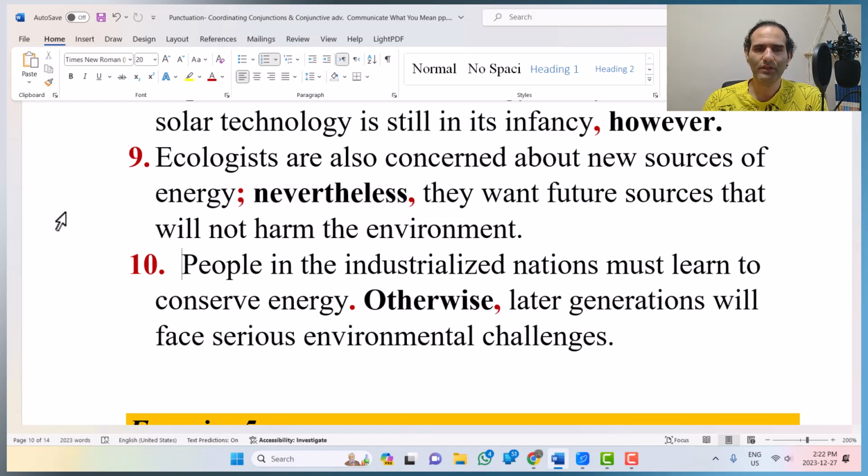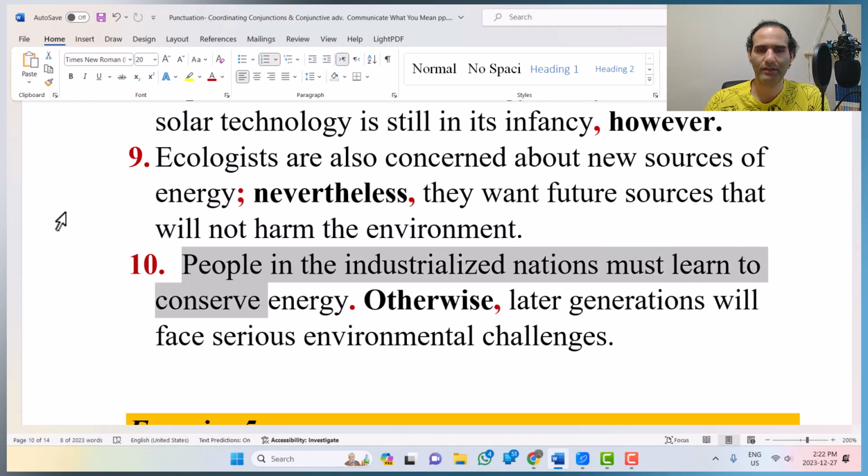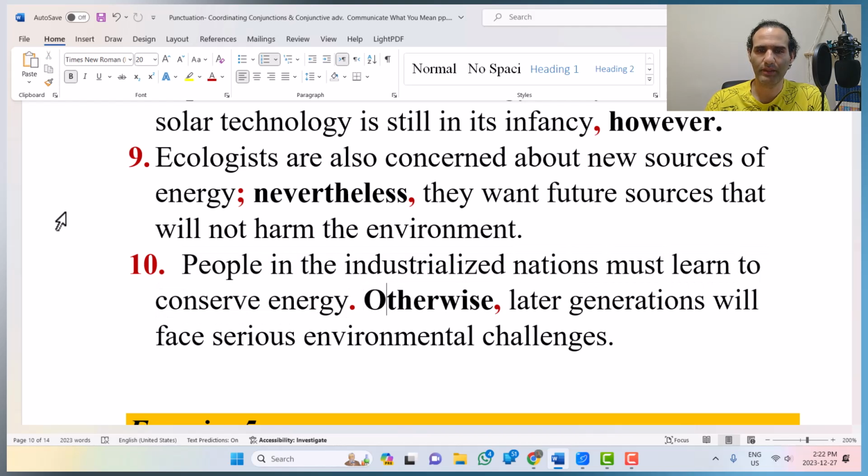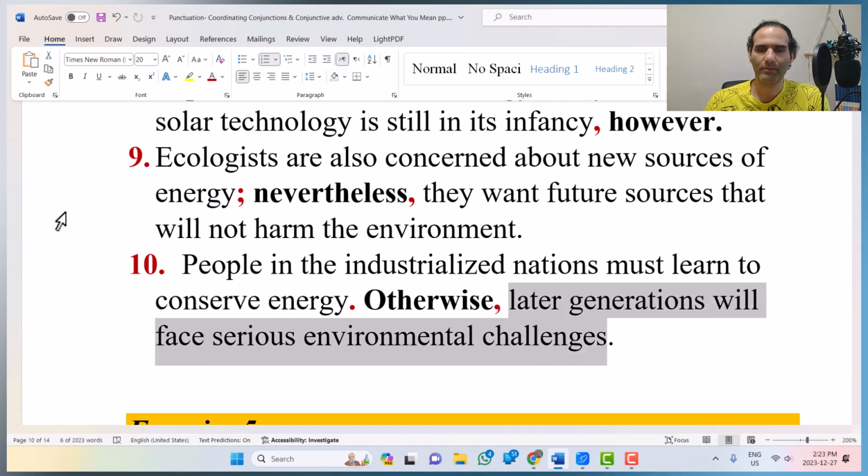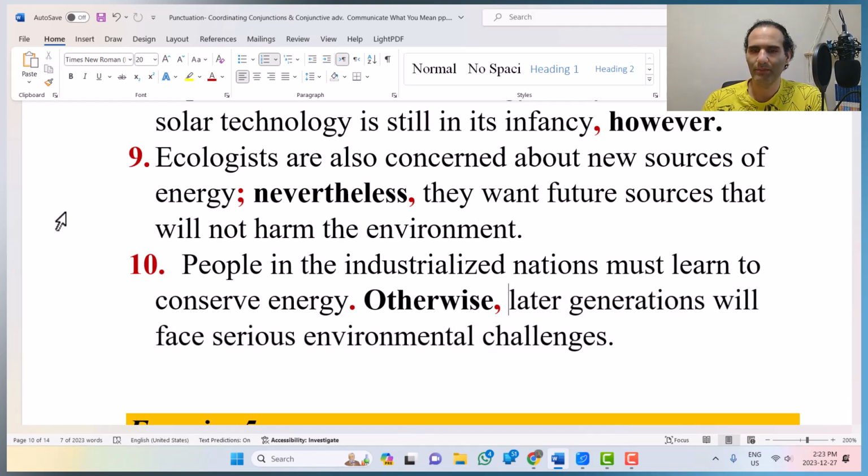And the last one, people in the industrialized nations must learn to conserve energy. Period. Otherwise, later generations will face serious environmental challenges. A very beautiful sentence for you to write in the conclusion of your essay talking about environmental challenges. For example, later generations will face serious environmental challenges.